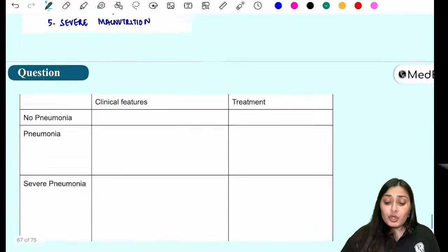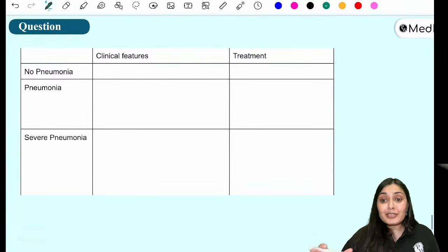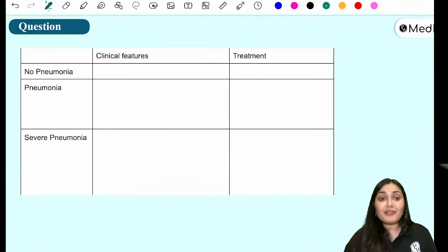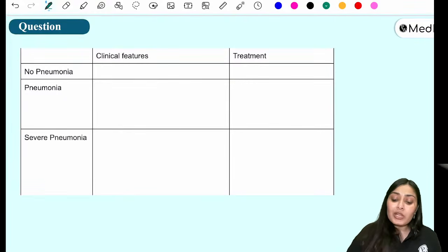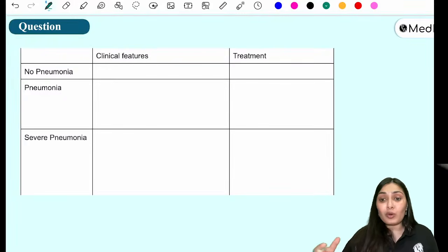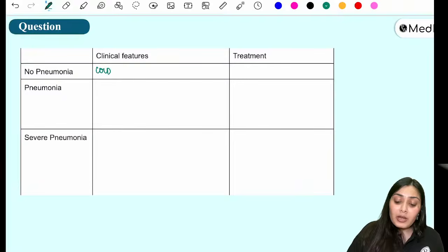So like we discussed no dehydration, some dehydration, severe dehydration, here we have no pneumonia, pneumonia, severe pneumonia. So a no pneumonia child will just have features like cold, cough, fever, right? So here I'm going to have cold, cough, fever.